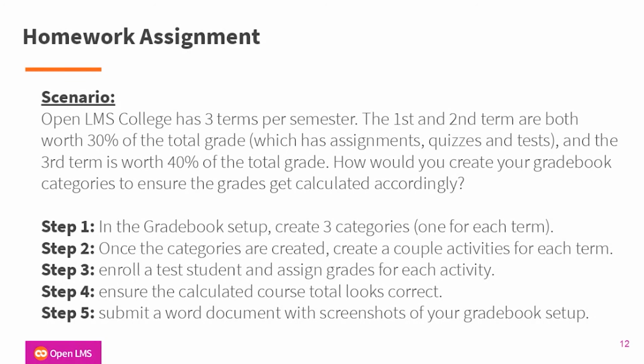The first and second term are both worth 30% of the total grade, and the semesters have assignments, quizzes, and tests in them. And then the third term is worth 40% of the total grade. How would you create your gradebook categories to ensure the grades get calculated accordingly? And we've given steps on what you would take to do this.